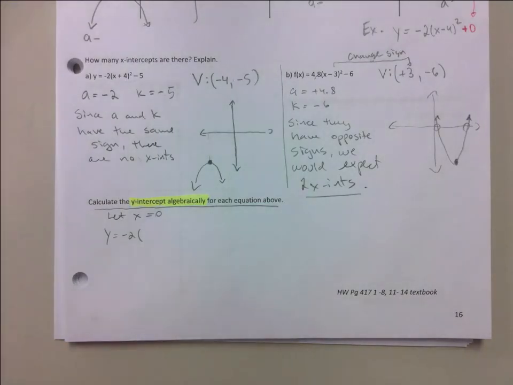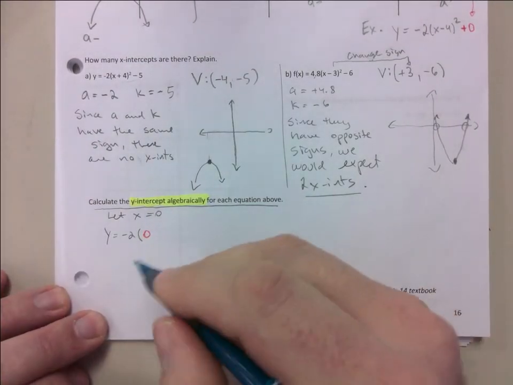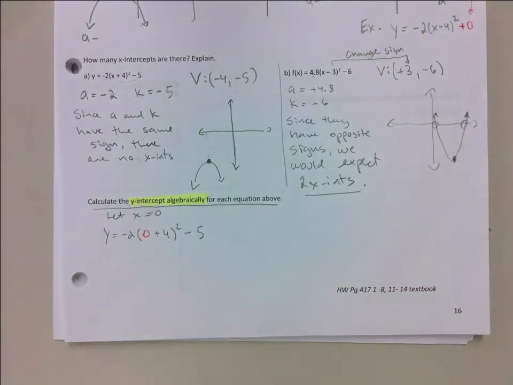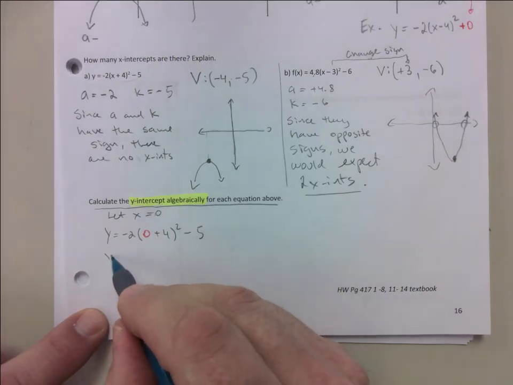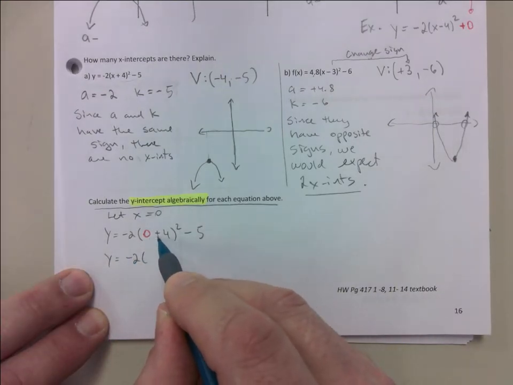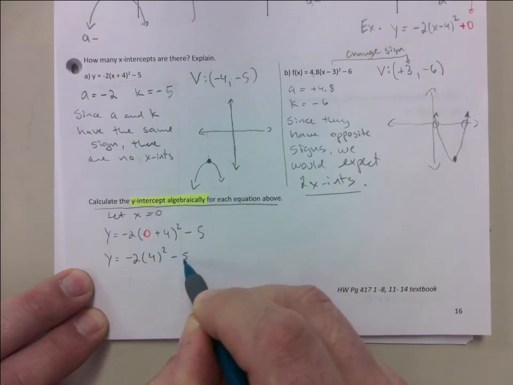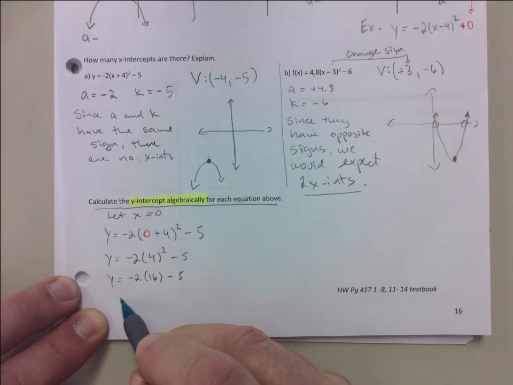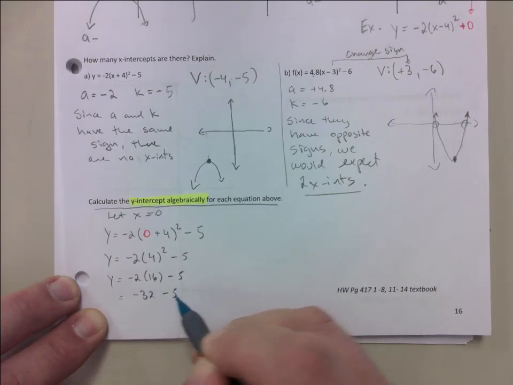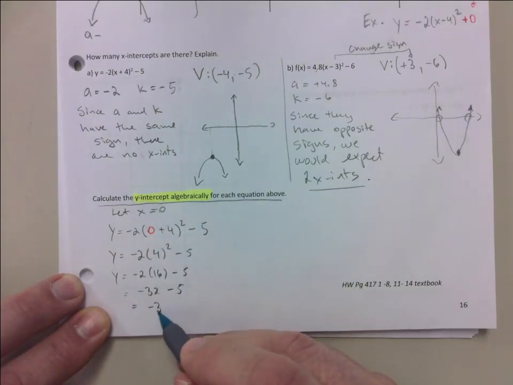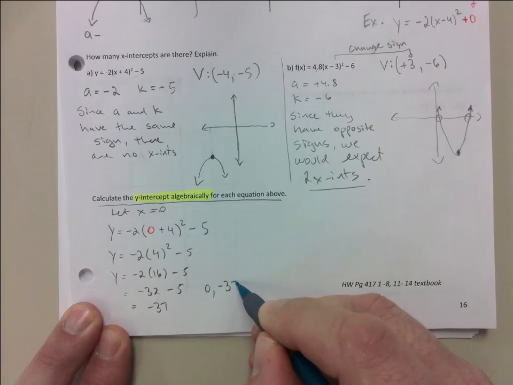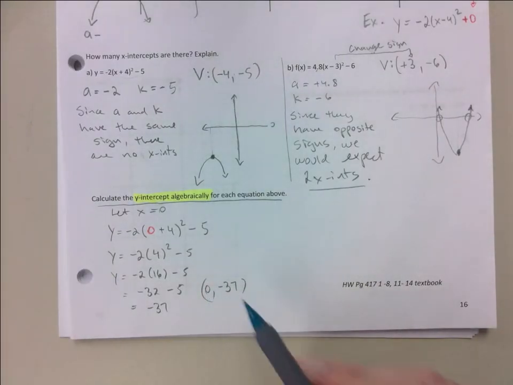I'm going to use a red pen for the 0 plus 4 minus 5, and clean it up. Okay, -2, 0 plus 4 is just 4. You square that, minus 5. Y is equal to -2 times 16 minus 5. That's -32 minus 5. That's -37. So what did you just find? You found the y-intercept, that when x is equal to 0, y is equal to -37. That's what I mean by doing this algebraically.